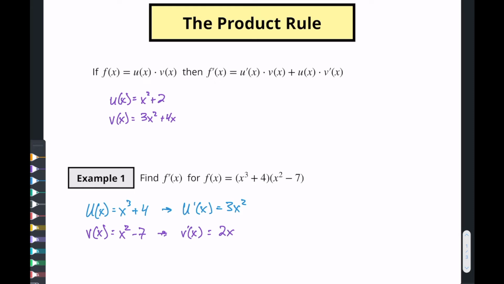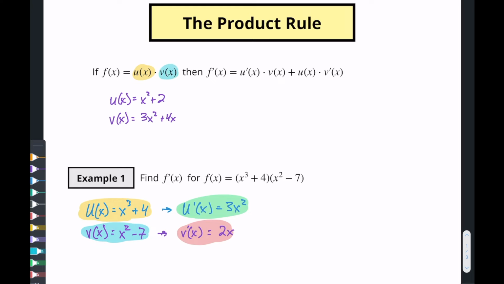So now that we have all four of these pieces, we've got the original u of x, the derivative of u of x, the original of v of x, and the derivative of v of x. The reason I color code them like that is just like up above: if our function is u of x times v of x, so u of x times v of x.